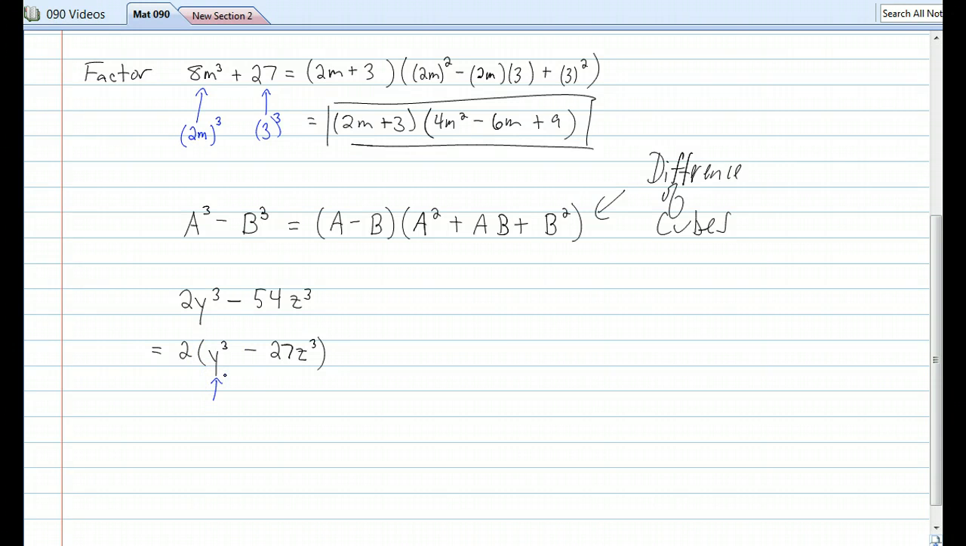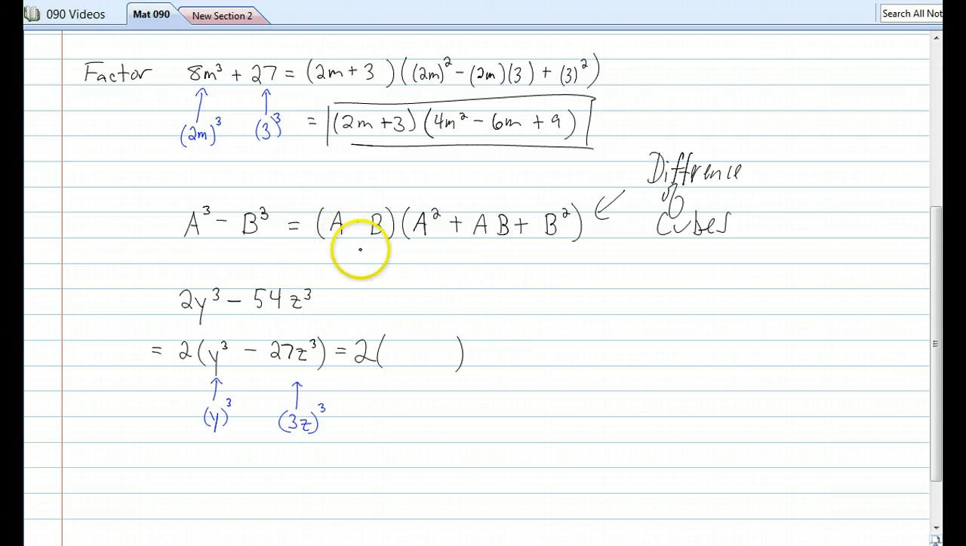Here we have something that's cubed, and obviously that something is y. We have a difference, you'll notice, there's a subtraction here. And what's the perfect cube here? Well, that is 3z, the whole thing cubed. So in this problem, a is going to be y, and b is going to be 3z. And don't forget to leave your 2 out in front. We're just going to forget about it, but we're going to leave it there in every single step.